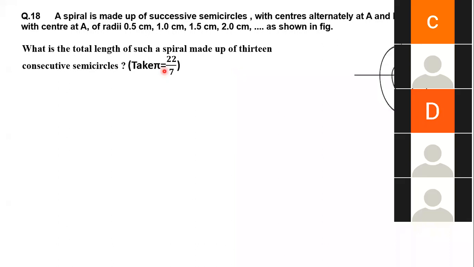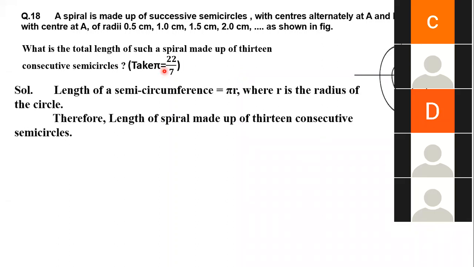The circumference of a complete circle is 2 pi r. What about a semicircle? It is pi r, because 2 pi r divided by 2 is pi r. The length of a semicircumference is equal to pi r.